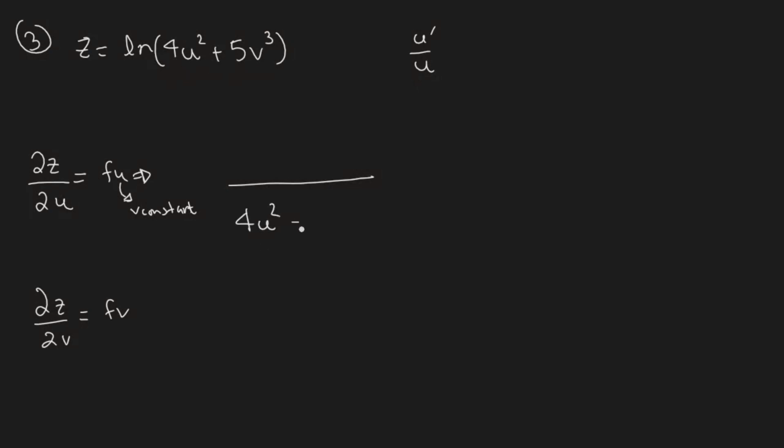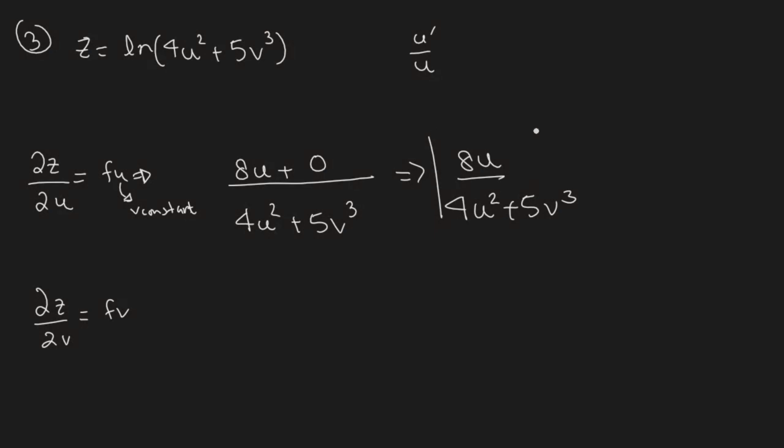So 4u squared plus 5v cubed, we wrote over u. Now we have to take the derivative of the u. And remember, v is the constant, okay? So for 4u squared, bring the 2 down. So 4 times 2, that's 8u, and 2 minus 1, that's 1, okay? Plus 5v cubed. But we're treating v as a constant, so this whole thing goes to 0. So the derivative of this is simply 8u over 4u squared plus 5v cubed.